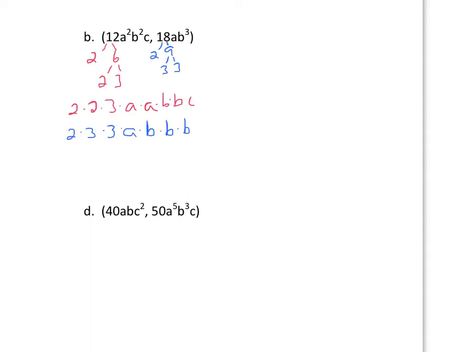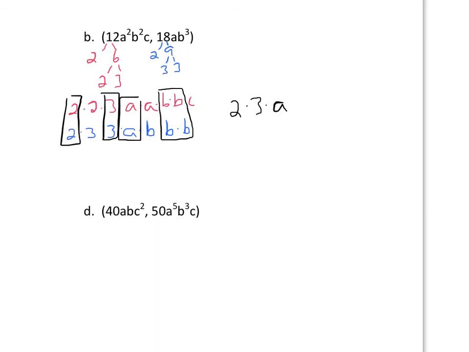Alright, so what is the greatest common factor? Well, if we look at both of them lined up like this, they both have a 2, they both have a 3, they both have an a, they both have 2 b's. So we would write this as they both have a 2, 3, an a in common, and 2 b's in common. So we would write our greatest common factor as being 6ab squared.